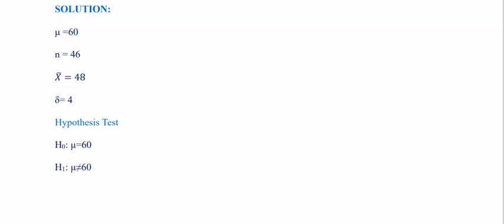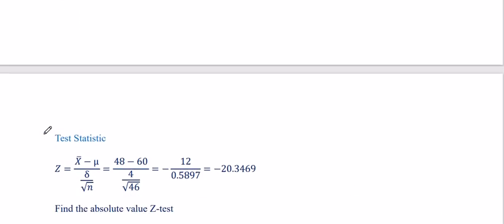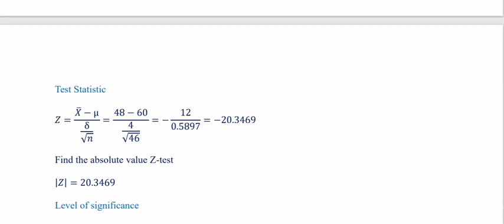The next thing to do in conducting hypothesis testing is to determine the test statistic. This test statistic will help us make the decision, coupled with the critical value, which we are going to see down the line. Now our x-bar, which is the sample mean, is equal to 48, minus our population mean 60, all over sigma over root n. This value, sigma over root n, is the standard error.